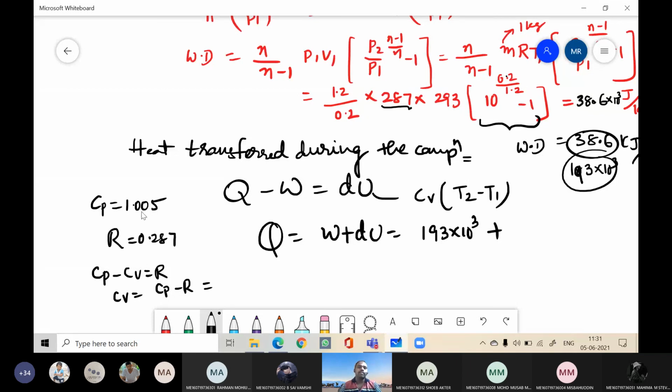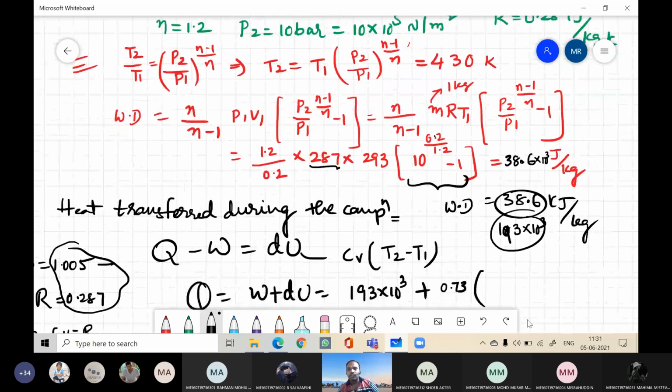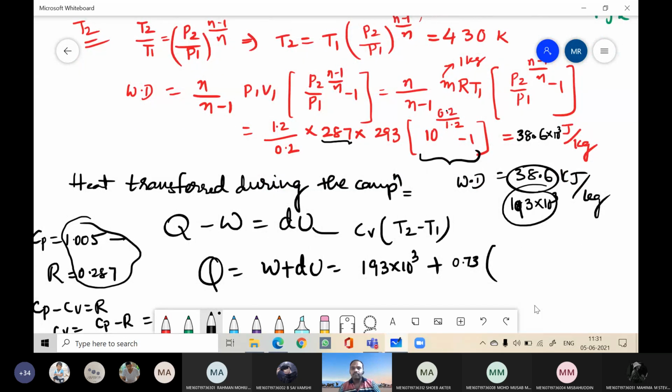You can calculate like this. This minus this, you will get the CV value. I think 0.7 something, 0.73 something into T2 minus T1. T2 value also you calculated, 430, minus T1 value 293. So this is the work done and this is the change in internal energy.